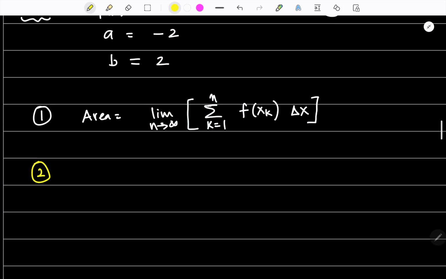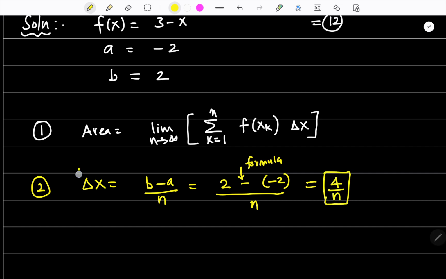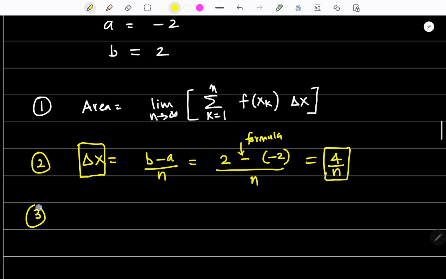Right. Step number 2. What is delta x? B minus a divided by n. What is your b, which is 2? And what is your a, which is minus 2? This comes from the formula, okay? So b minus a divided by n is equal to 2 plus 2, which is going to become what? 4 by n, which is your delta x. Very easy, right?